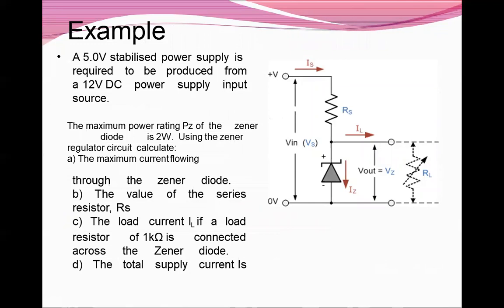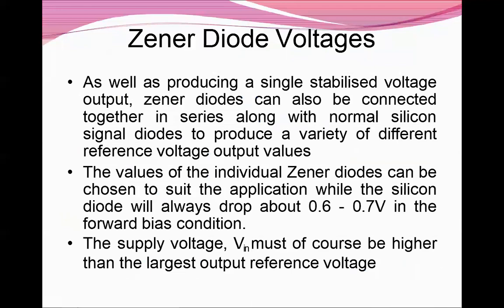See, these are a few examples of using the Zener diode in a circuit. You can also look over it. A Zener diode will produce a single stabilized voltage output. Here, they can be connected together in series along with a normal silicon signal diode to produce a variety of different reference voltage output values. The value of an individual Zener diode can be chosen to suit the application based on our needs. The supply voltage Vin must of course be higher than the largest output reference voltage.